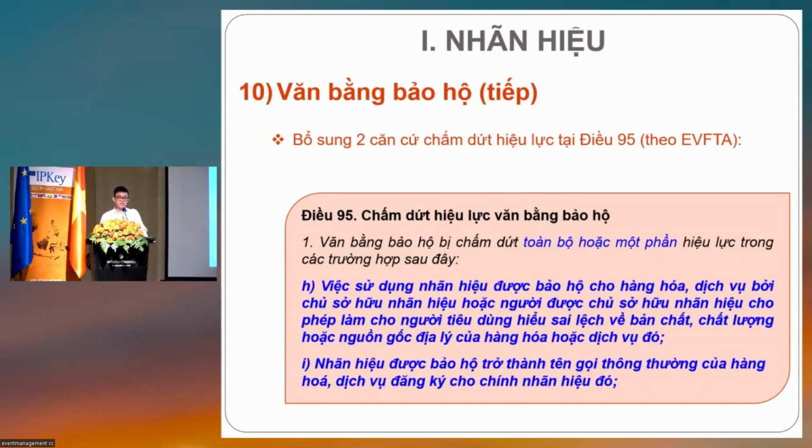The second one is the end of protection. This one follows the EVFTA's provision. For the one who can use the trademarks, in fact, if they make the users misunderstand the nature, the quality, the GI of the goods, products, or services, that may be one of the bases to put an end to the trademark application.